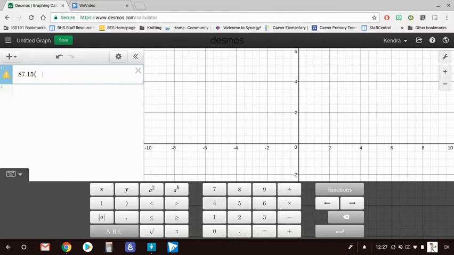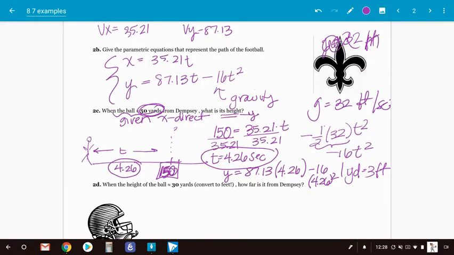87.16. My t was 4.26 minus 16 t squared. Okay, so I got 80.9 feet. Okay, the height, I ran out of room, 80.9 feet high. So that's how high it is. When it's 150 feet away, it's 80.9 feet tall.